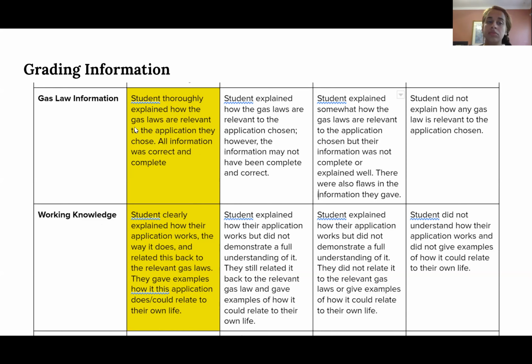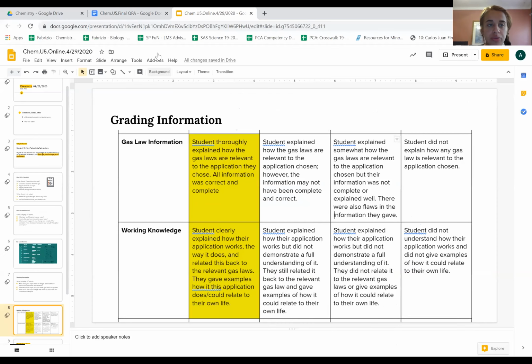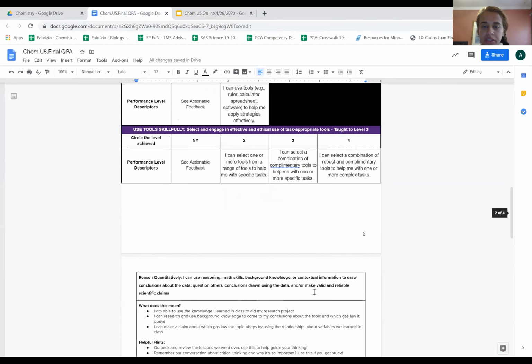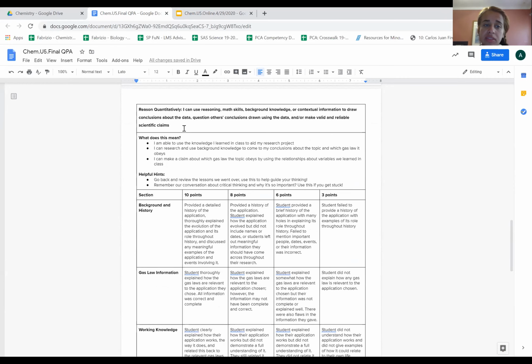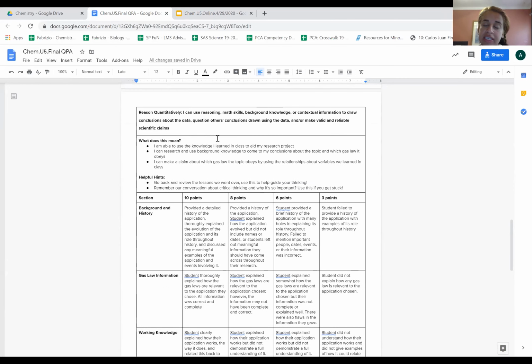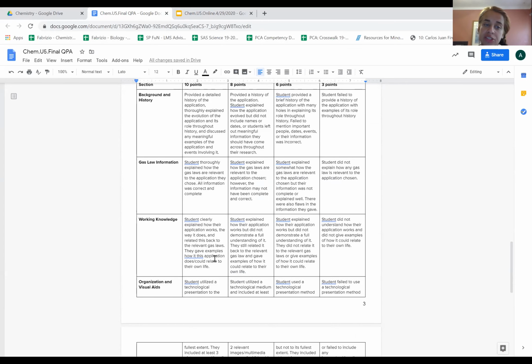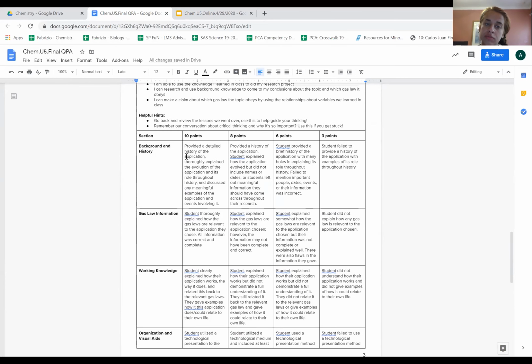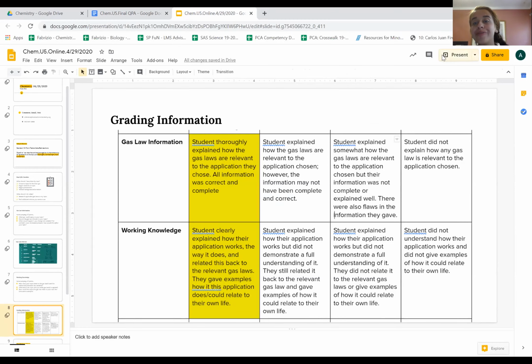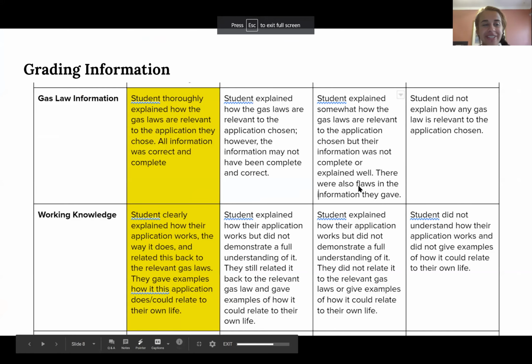If in doubt, if you think that you have all these done, then perfect, you're all set. But make sure that you're really focusing on these left columns. And I can show you where that is on your final QPA. If we go down to page 3 and 4, we have some helpful hints. It goes over the competency that we're working on, and then it gives you the grading information. I just showed you for the gas law and working knowledge, but there's also for the background information, visual aid, resources. Next time we're going to go over how to cite your resources properly.